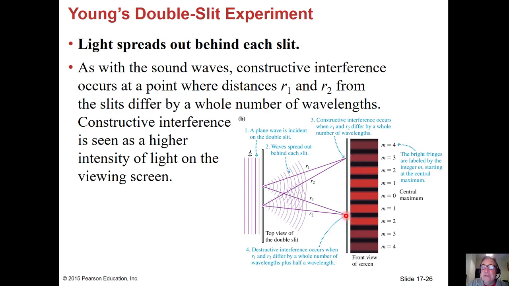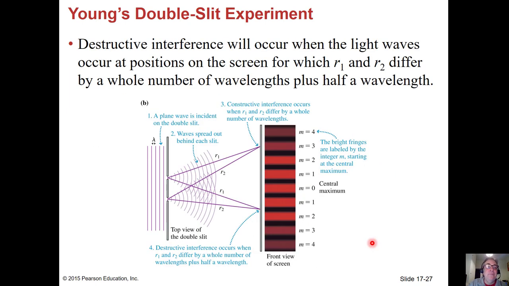Now down here, if the path length between R1 and R2 is different by just half of a wavelength, in other words, this one is here, this one is here, they kill each other off at that spot, and you see a dark spot. So the bright spots are due to constructive interference. The dark fringes are due to destructive interference. And that's a synopsis of what I've just said with the dark spots there.